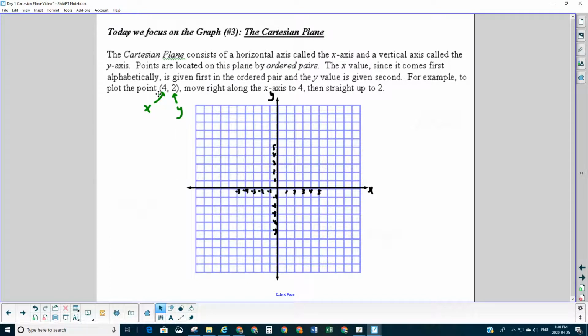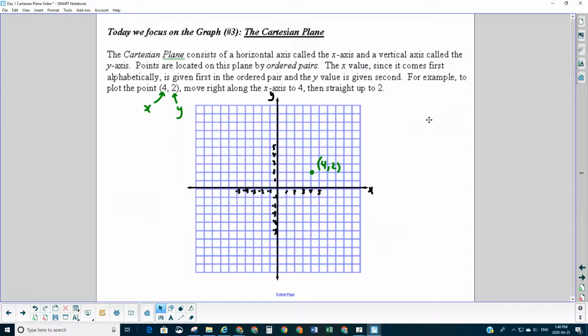And if we're describing the point 4, 2, you move along the x first, again alphabetical, so you move this way first to the point 4 and then up to 2, and we get to that spot. I'm sure we've all played Battleship before, where you make this coordinate for one number and another number. In Battleship, it's a letter and a number, but you get to that point. We just have to remember that the x comes first and the y comes second.